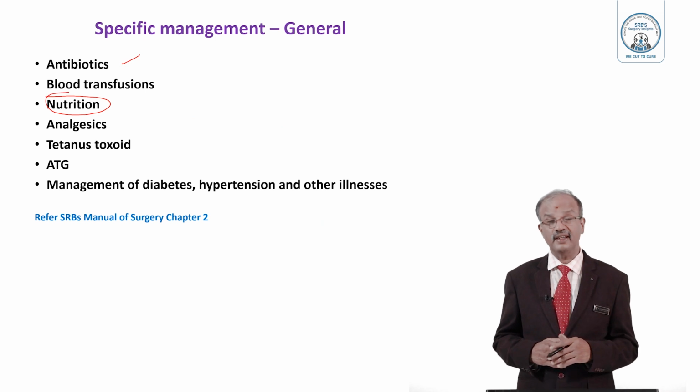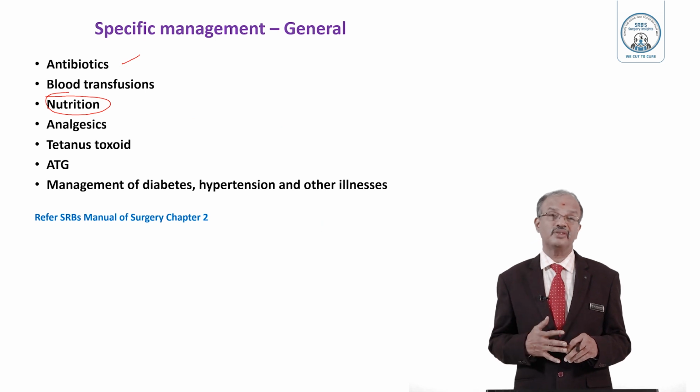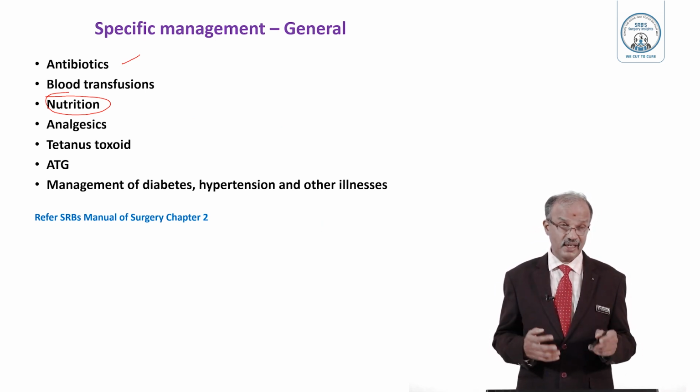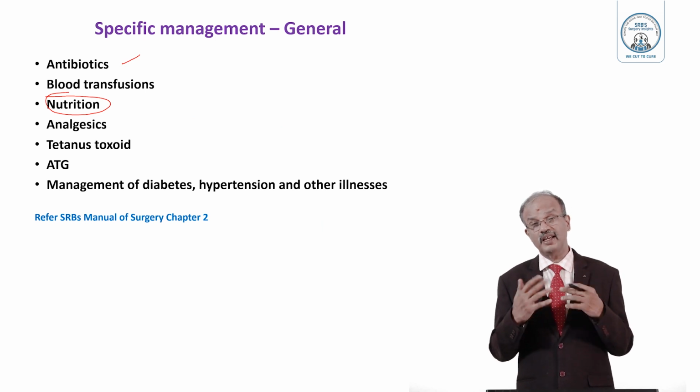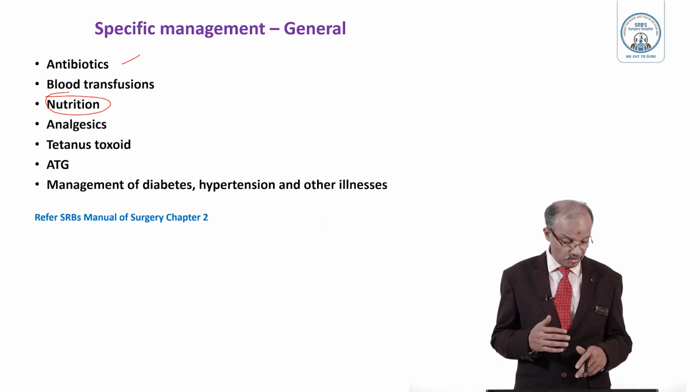Mainly a high protein diet. There will be catabolism in major injuries. You have to switch over to anabolism, because negative nitrogen balance is very, very dangerous to the recovery of the patient. So a high protein diet, a balanced diet with carbohydrate, high protein, fat, and other essential elements, everything should be given to the patient.